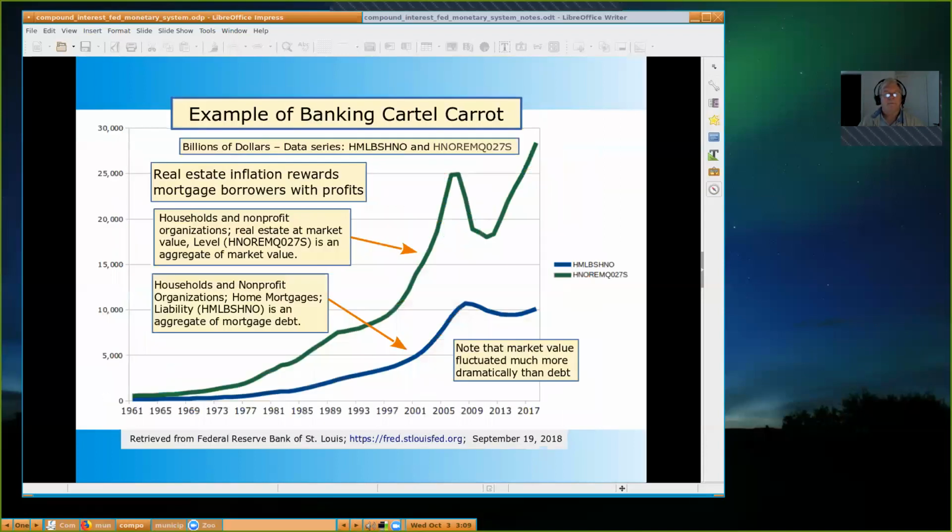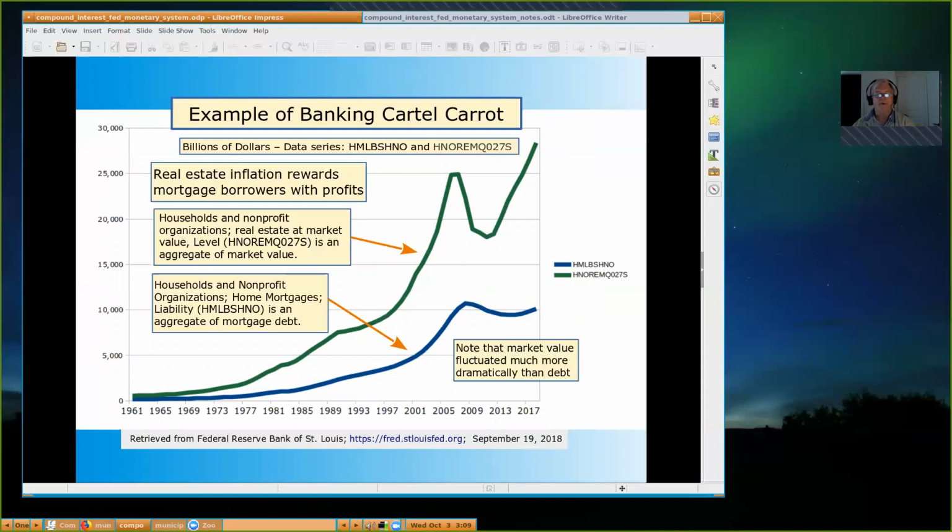Okay. So here I want to show real estate inflation. The green line is real estate market value, and the blue line is the aggregate of mortgage debt. This blue line says households and nonprofit organizations, home mortgages, liability. That's this data series.